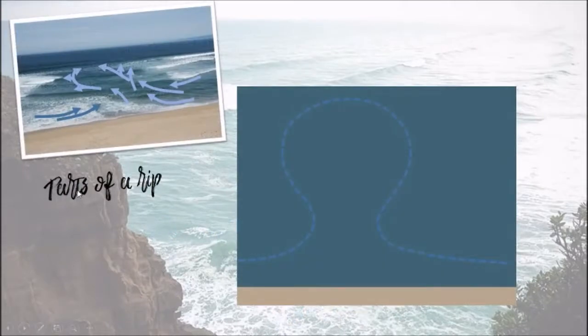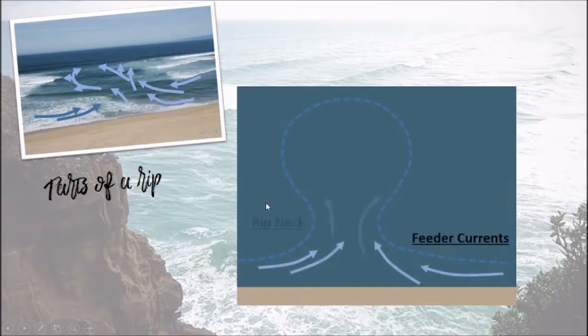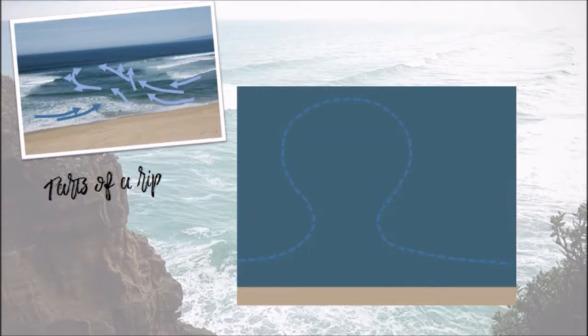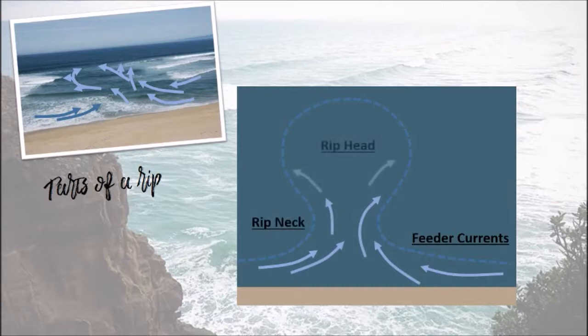So, parts of a rip. You can see here in this picture, and then a two-dimensional, stereotypical view of it. Here's our sand, and here's our sea. So we've got currents coming in and feeding out. There are your feeder currents through the neck and then to the head of the rip. Stereotypically, anyway.